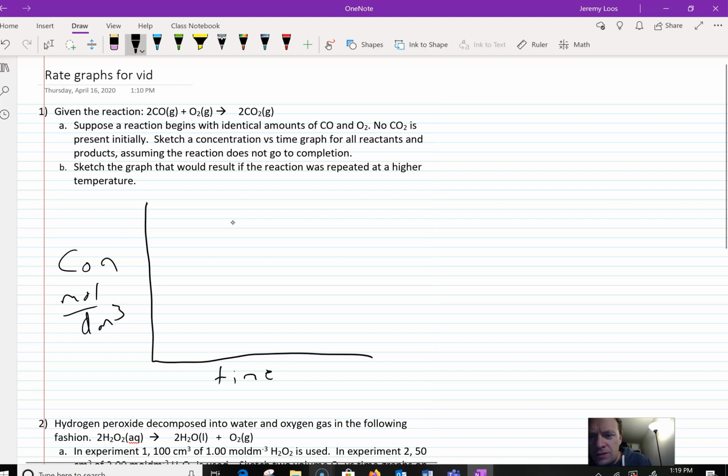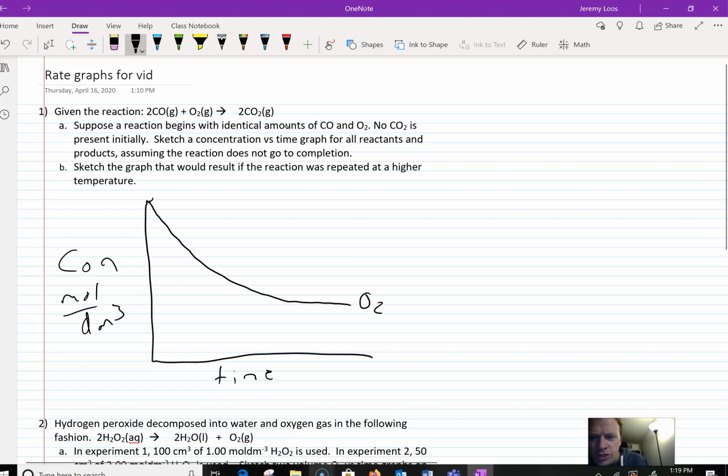And so it might look a little something like this. Okay, so if this is the O2... Oh, by the way, what not going to completion means is that by the time they stop, this reaction is still going. So the concentration of CO and O2 are not necessarily going to go to 0. So let's just start and let's make one, maybe something like that. So let's call that our O2 graph.